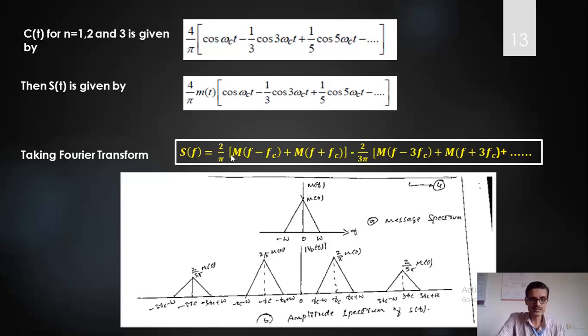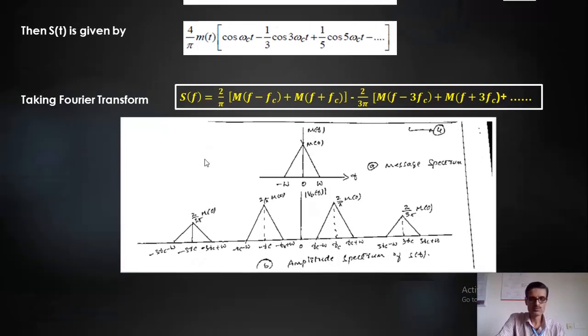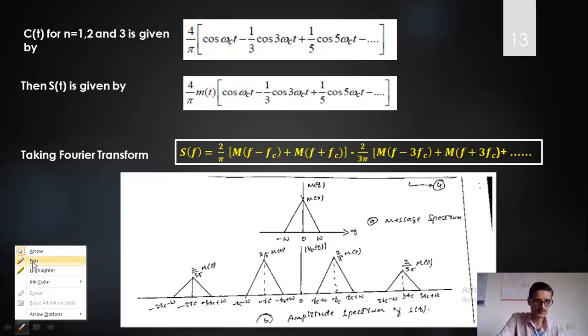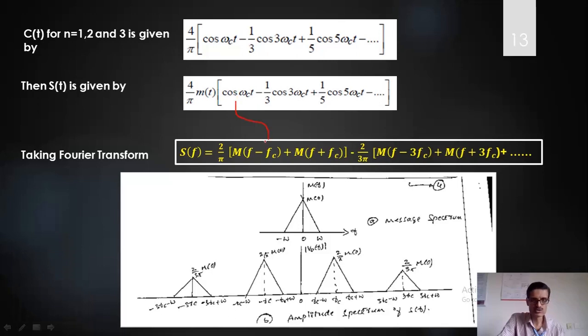So what is the equation I'll get? S of f is equal to 4 by pi times 1 by 2, so we get 2 by pi times m of f minus fc plus m of f plus fc. That means m of t multiplied by cos omega ct will give you this first part of the equation. And m of t multiplied by 1 by 3 cos 3 omega ct, again multiplied by 4 by pi, which is a common factor, will give you this particular equation. That is, the spectrum of m of f is shifted by 3 fc in this case.